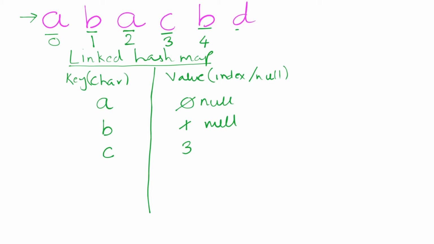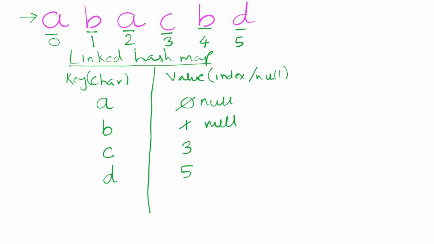Moving on to the next index, which is 5, we get the letter D. We check our linked hash map, and this time D doesn't exist. We store D as the key and its index 5 as the value. At this point, we have populated our linked hash map. We are ready to find our first unique character in this string.